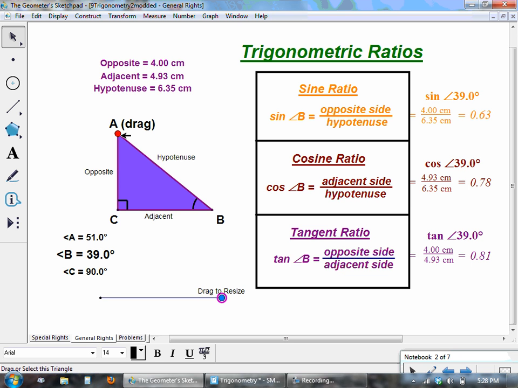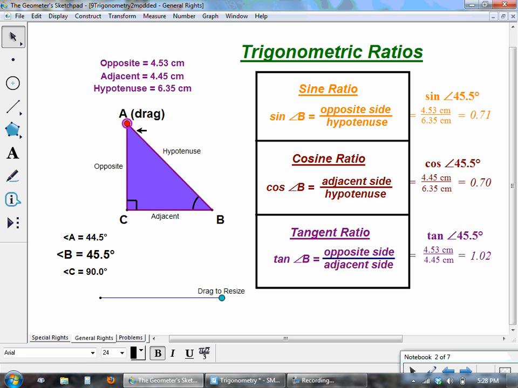Now, if I change the angle, then it's going to change the ratio. So instead of 39, I'm going to set this to be 45. So 45, let's see if I can get it as close as I can. There we go. So I set that to be 45. And now my ratios are different, right? My ratios are 0.71, 0.71 for sine and cosine. And my tangent ratio is 1.